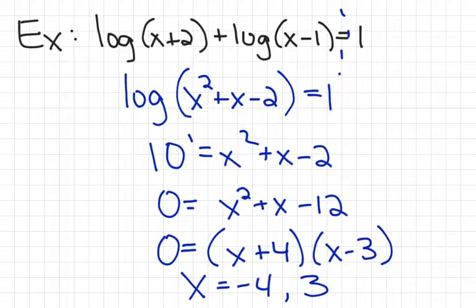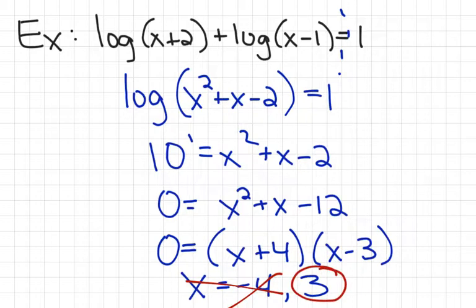I'm not done, though, because we cannot take the log of a negative number. So if you plug either of those numbers back into the original problem and it gives you a log of a negative number, it cannot be a solution. Well, look at what happens when you plug negative 4 back in. You would get the log of negative 2 plus the log of negative 5. Can't have the logs of negatives. 3, however, is fine. That is the only solution.